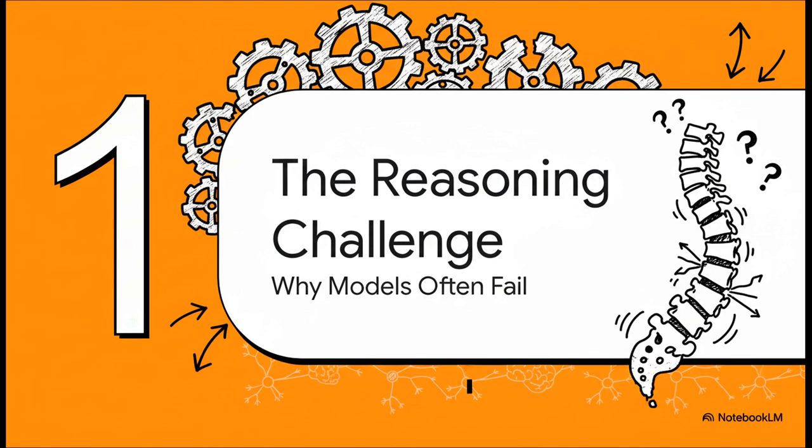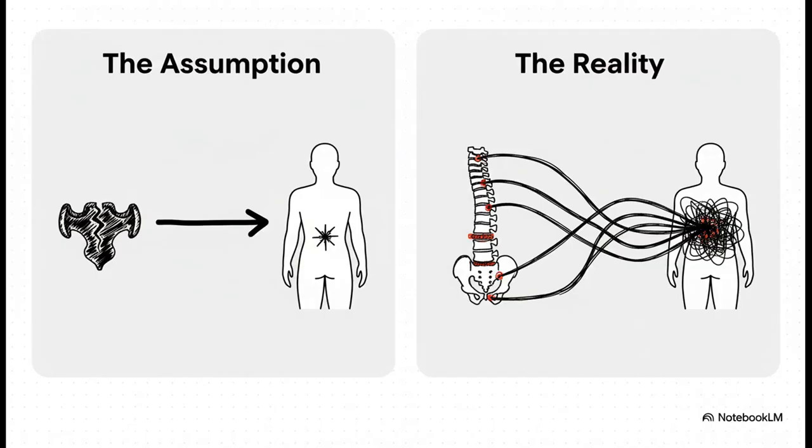Okay, let's dive into Section 1, the reasoning challenge. The big question here is, why do the models we all learned in school so often leave us hanging, especially when it comes to something as complex as spinal pain? You know, the classic model we were all taught is built on this really clean assumption. We can find one single, broken structure that's causing all the problems. But the clinical reality? Well, it's just so much messier, isn't it?